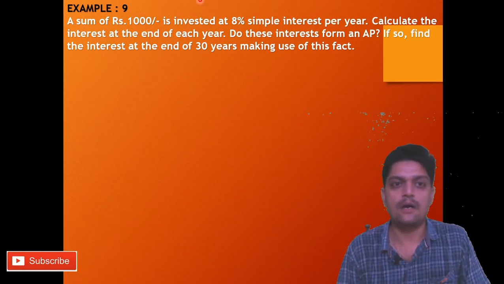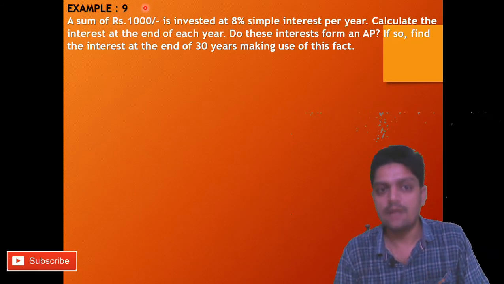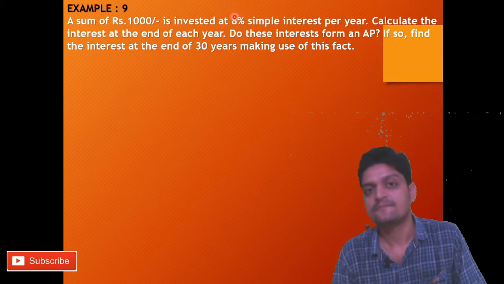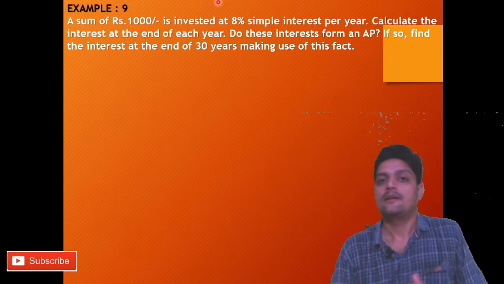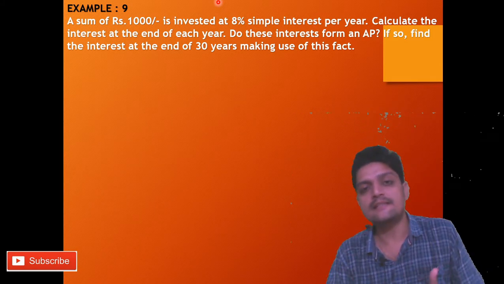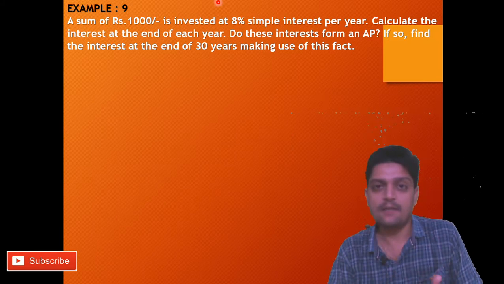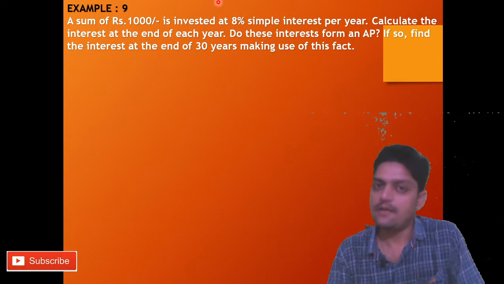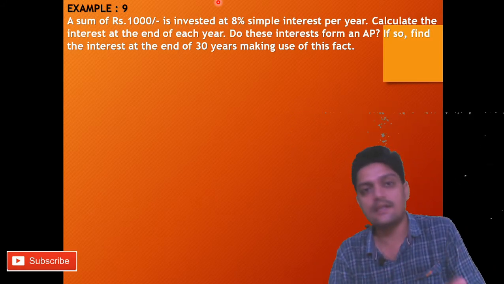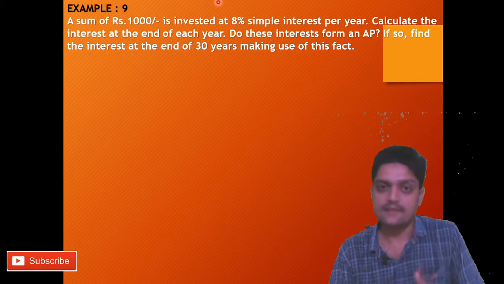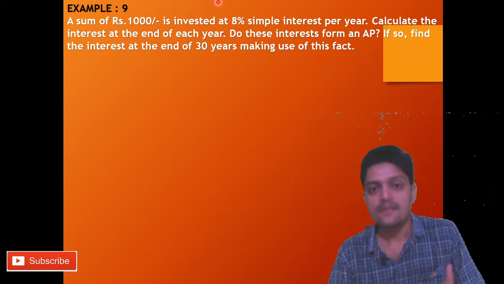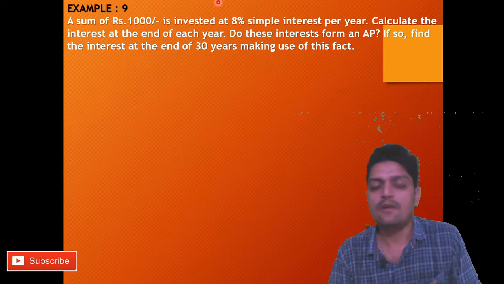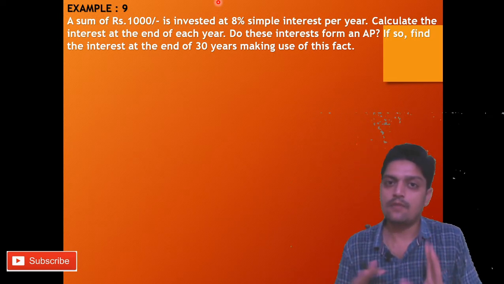See, the amount is 1000 rupees, and they have invested it at 8% simple interest. This interest is in AP, arithmetic progression. It means for the first year we have to find the interest, for the second year, for the third year, and for the fourth year, and then we have to check whether this creates an AP. If it creates an AP, then we have to find the interest for the 30th year. Is that clear what the question wants to say?